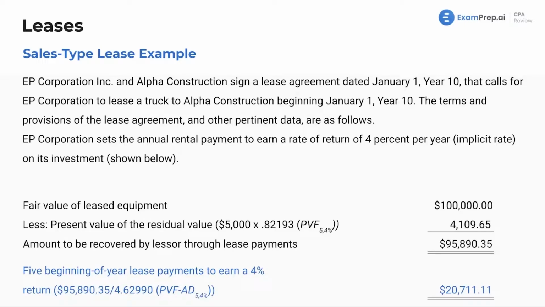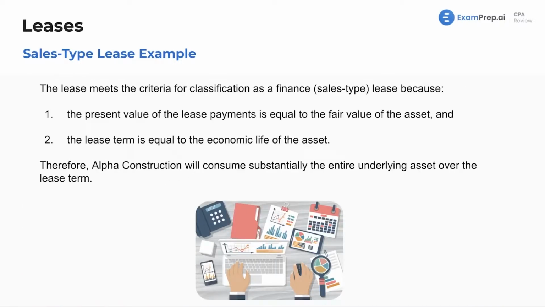Okay. Well, here we are. So we take the fair value of the leased equipment. What are we doing here right away? Well, we're trying to determine the lease type. So we're trying to determine the amount to be recovered by the lessor through lease payments. We're trying to use our tests to determine the lease classification. And we'll see here the classification for a finance sales type lease.